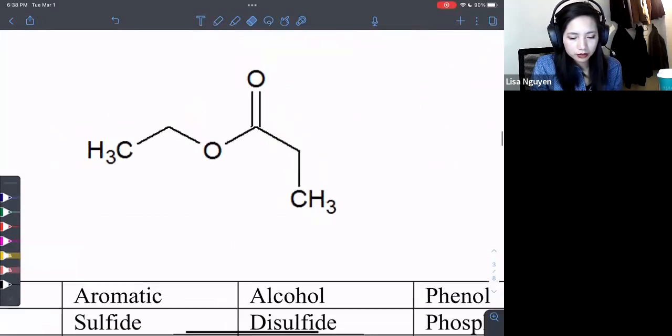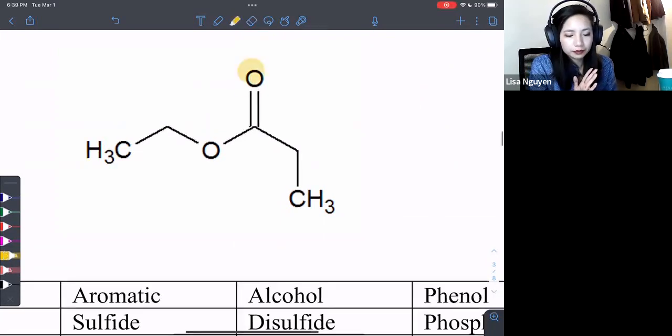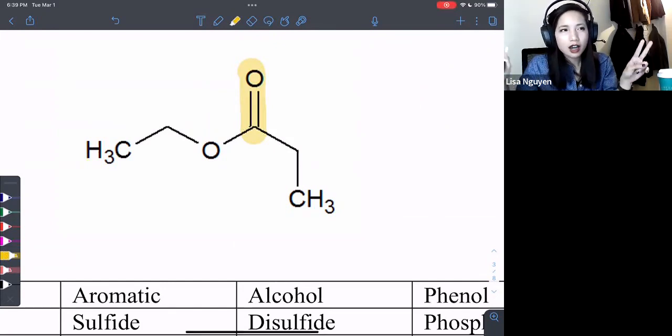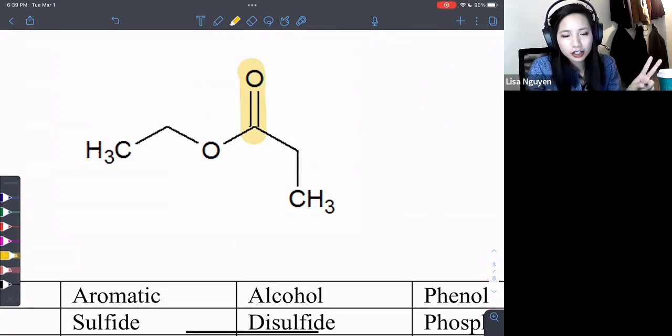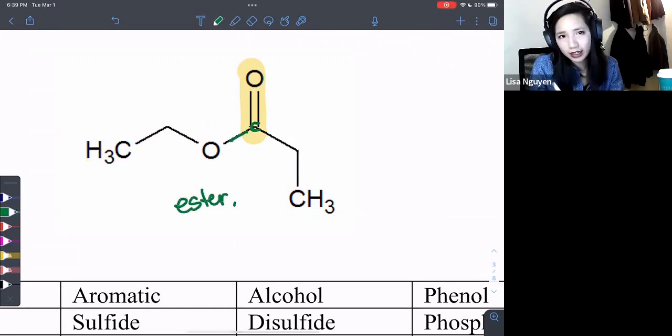Yes, so this one, what is this? We see a carbonyl, right? So we go to our carbonyl containing functional groups. In your mind, you should have 2 different things in your head. It's an ester, because our carbonyl carbon is attached to an oxygen. So this is an ester, and that's the only thing here.